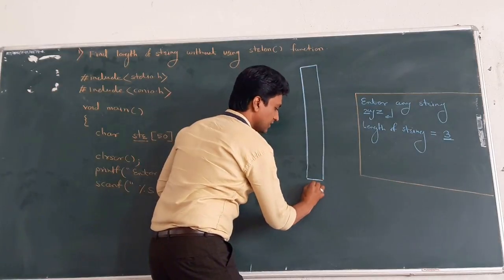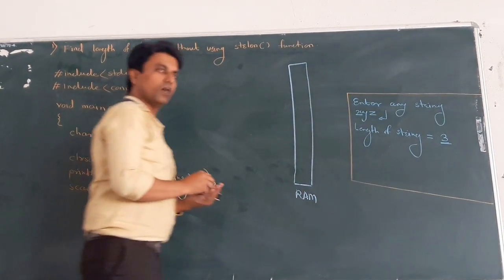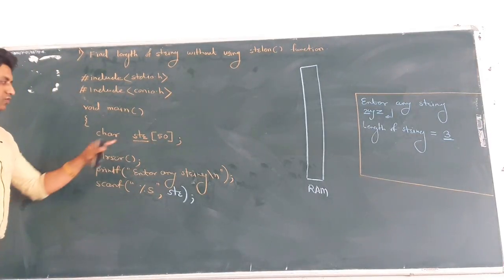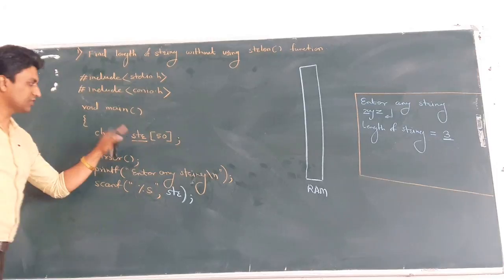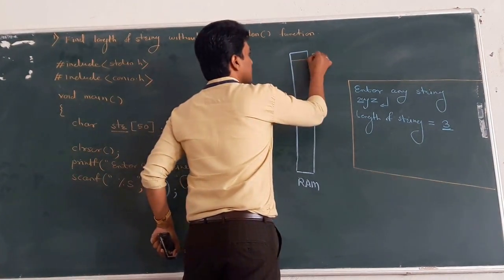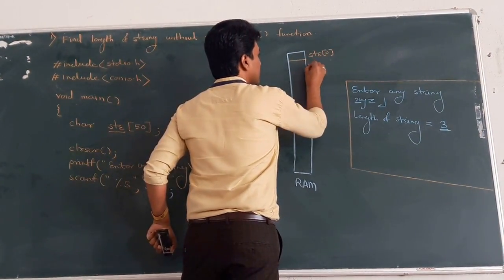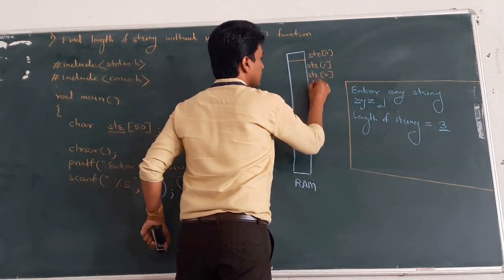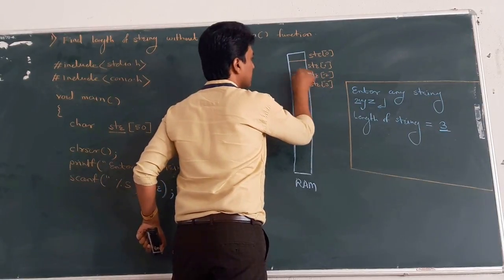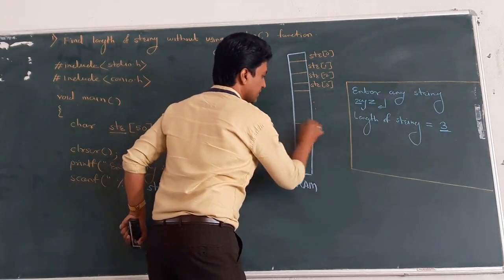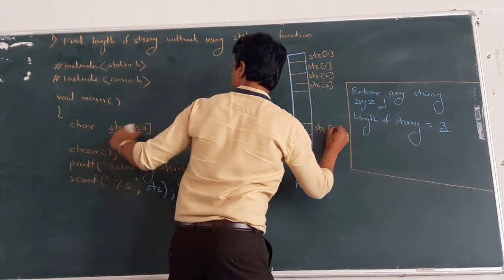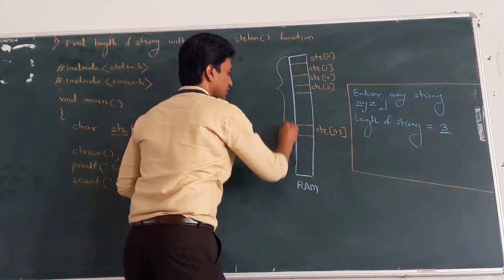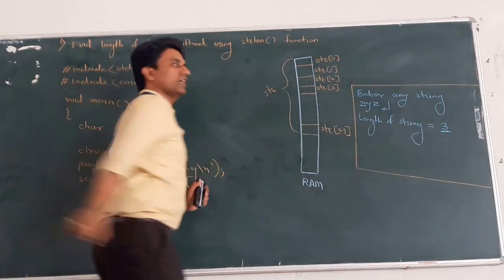Suppose this is our random access memory. On that, memory is reserved only for the variables. So string is a variable, and for the string, memory management is there. So first str of 0, str of 1, str of 2, str of 3, like that, up to str of 49. This is the memory management for the string, and this total name is str.